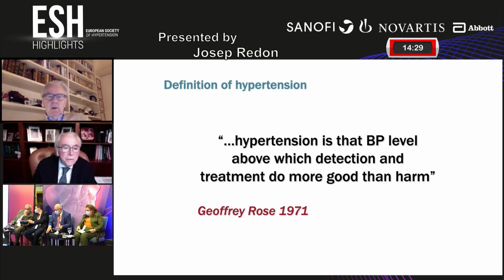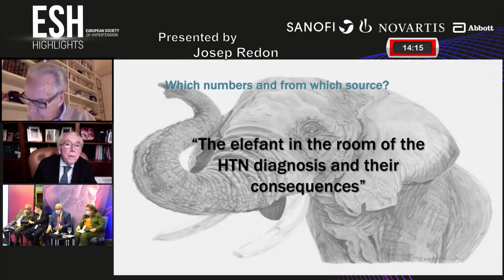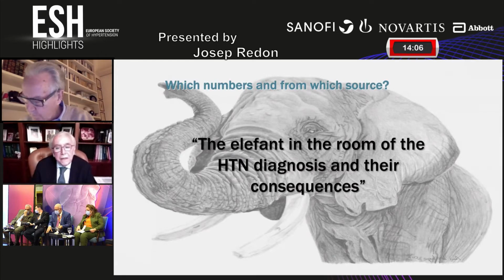This is a definition from Heffer and Rose that says hypertension is that blood pressure level above which detection and treatment do more good than harm. And it is clear that which numbers and from which source to consider is the elephant in the room of the hypertension diagnosis and its consequences. Elephant in the room means that everybody knows that we have it among us, but nobody knows exactly how to solve the question.